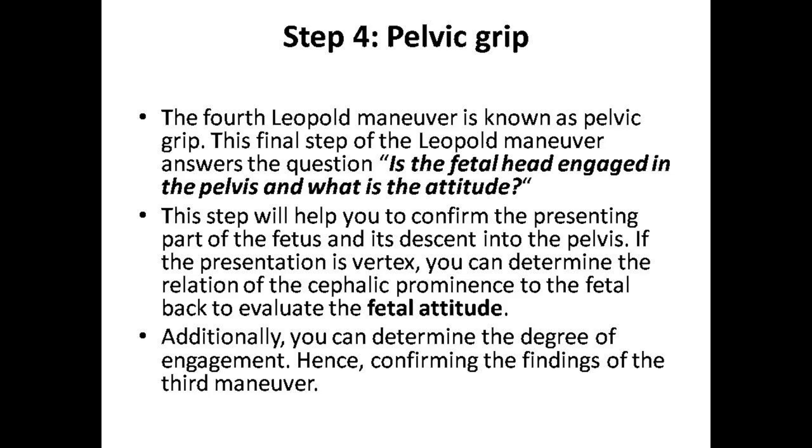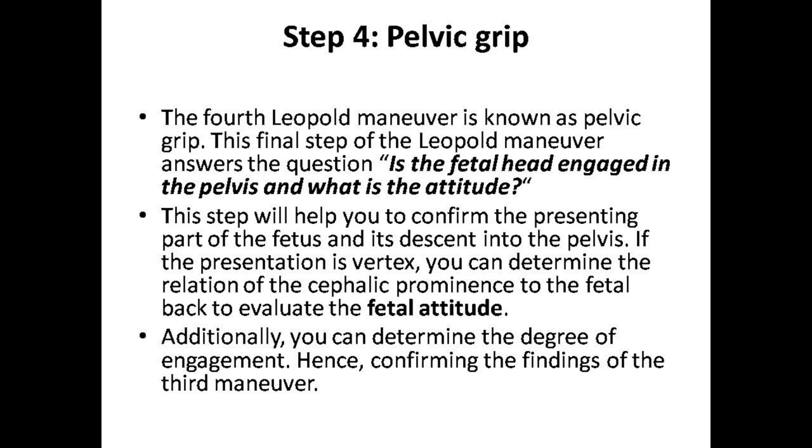So here the fetal attitude is nothing but the relationship of the body parts of the fetus. What kind of relationship is present between the different body parts of the fetus is known as the attitude. So by doing the pelvic grip, you can identify the attitude as well as whether the fetal head is engaged or not. This step will help you to confirm the presenting part of the fetus and its descent into the pelvis. If the presentation is vertex, you can determine the relation of the cephalic prominence to the fetal back to evaluate the fetal attitude.